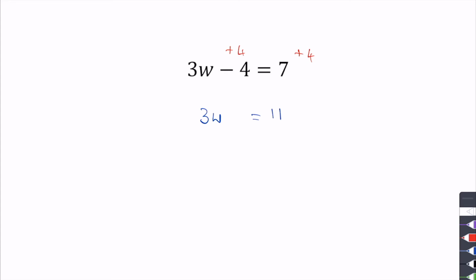And now I'm going to divide by 3 on both sides. The reason for that is I want to cancel out my 3's there. And when I do that, I'm left with w is equal to 11 over 3.